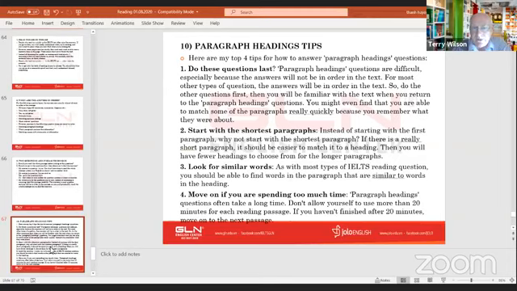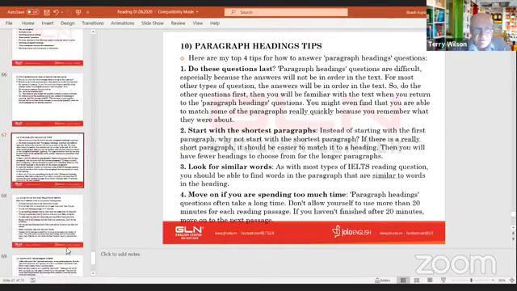And then number 3, look for similar words. So as with most types of IELTS reading question, you should be able to find words in the paragraph that are similar to words in the heading. And finally, move on if you are spending too much time. Quite often I find that students take far too long in doing this part of the test. You really do have to be aware of how much time you're taking.